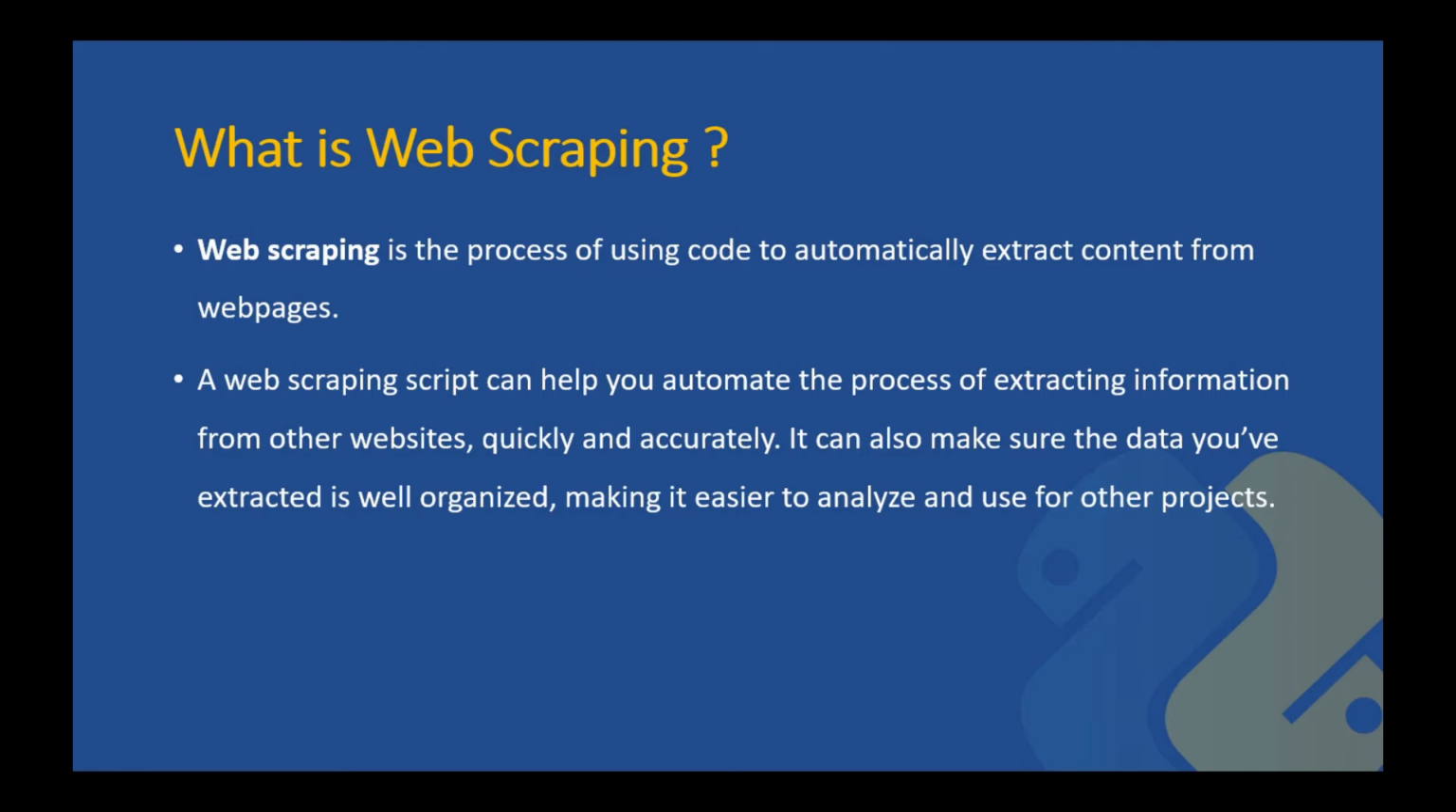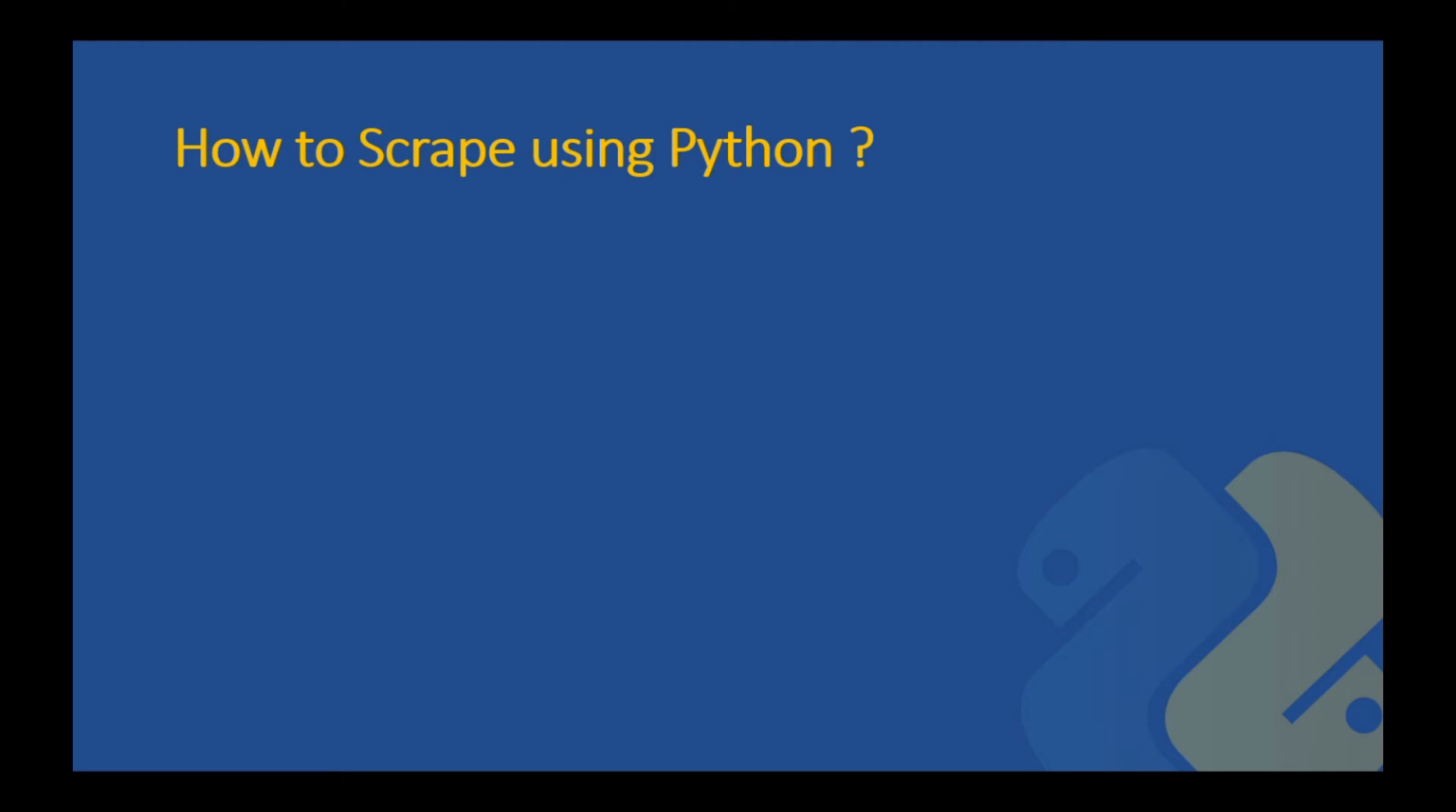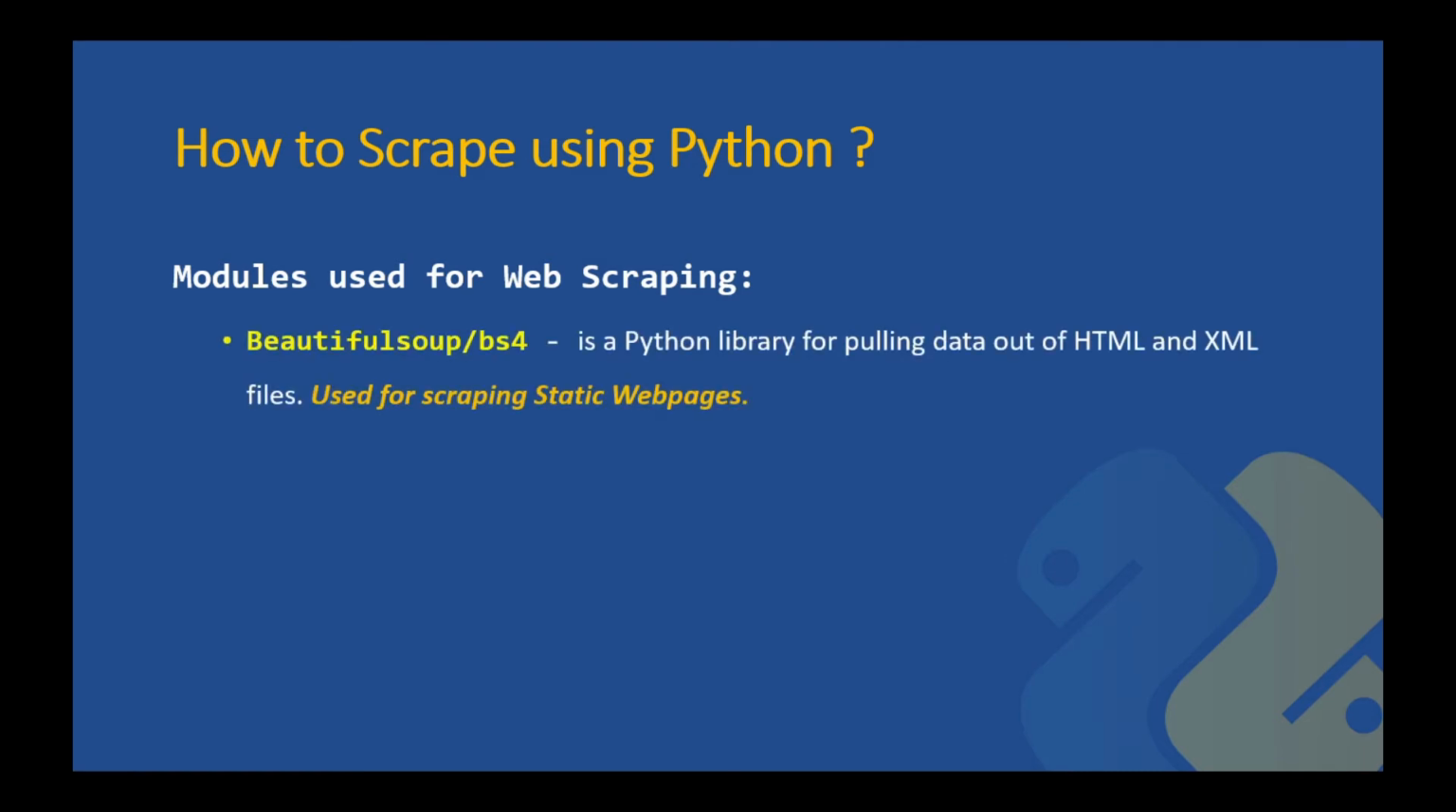And how to scrape using Python? So how are we going to do this web scraping using Python? There are certain modules that we use for web scraping purposes, and those are listed below. One of them is called Beautiful Soup, and this is used to pull or extract data from HTML or XML files, and this is used for scraping static web pages. Static web pages are those web pages where the information is pretty static and it's not changed unless someone physically changes it at the back end. So that's a static web page.